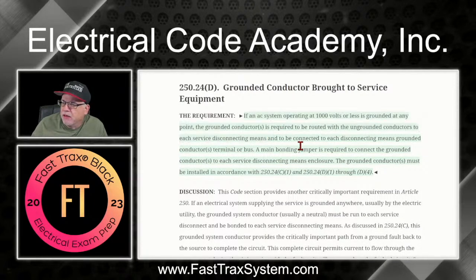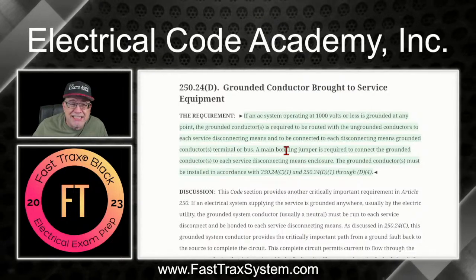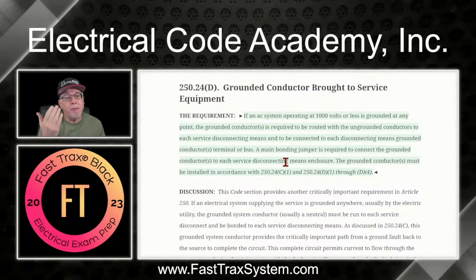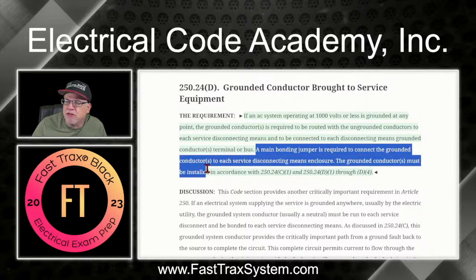All right, so that reminds us to do that. And where are you going to bring that grounded conductor to? You're going to take it to the grounded conductor terminal post or terminal bus, okay? A main bonding jumper is required to connect the grounded conductor to each service disconnecting means.